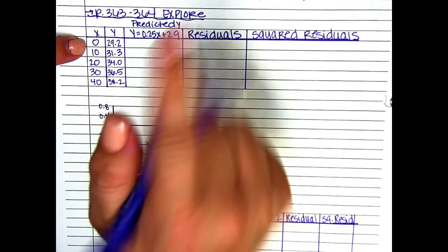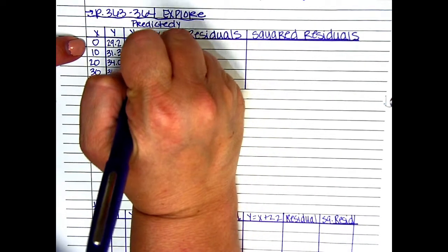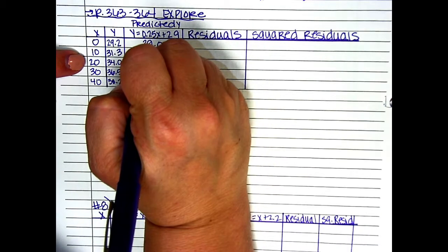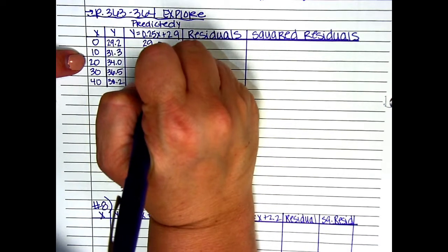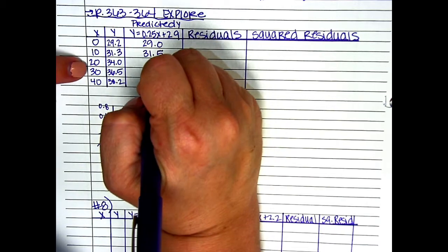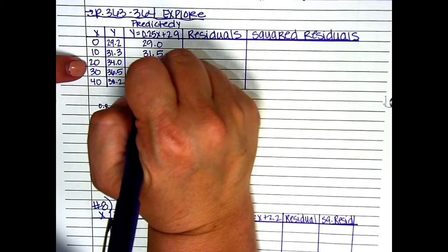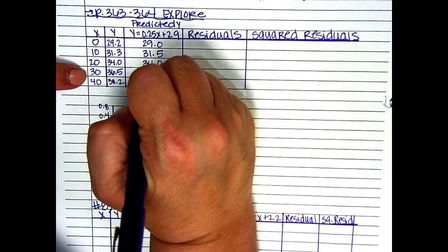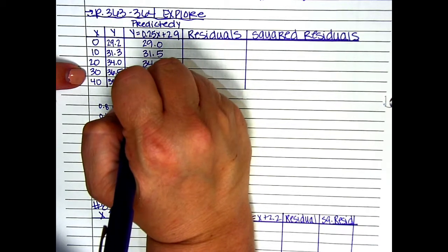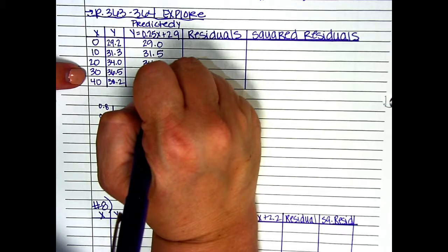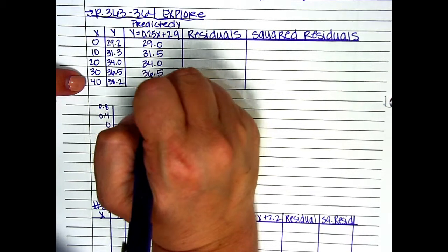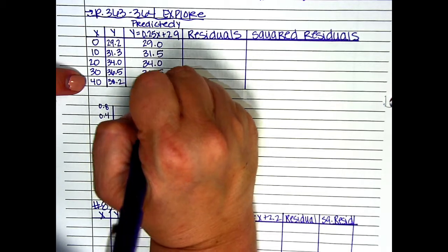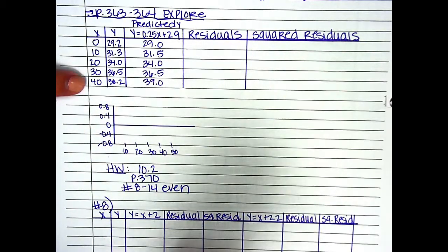If I plug 0 in, I would get 29.0. If I plug 10 in, I get 31.5. If I put 20 in there, I get 34.0. 30 gives me 36.5. And plugging 40 in gives me 39.0.